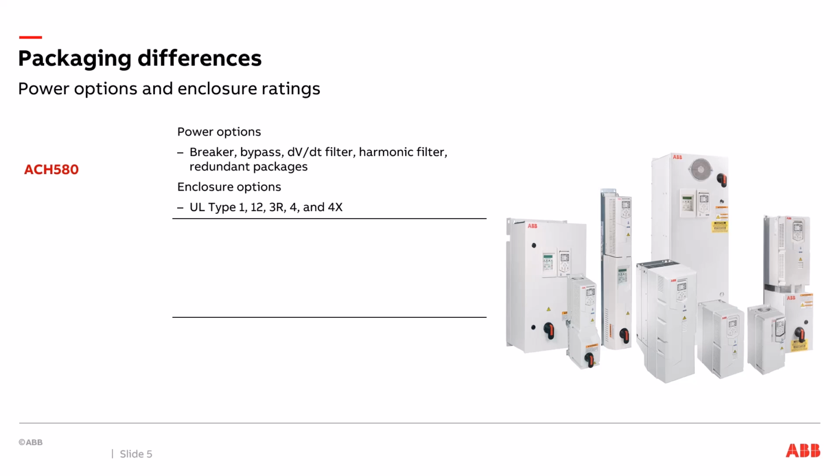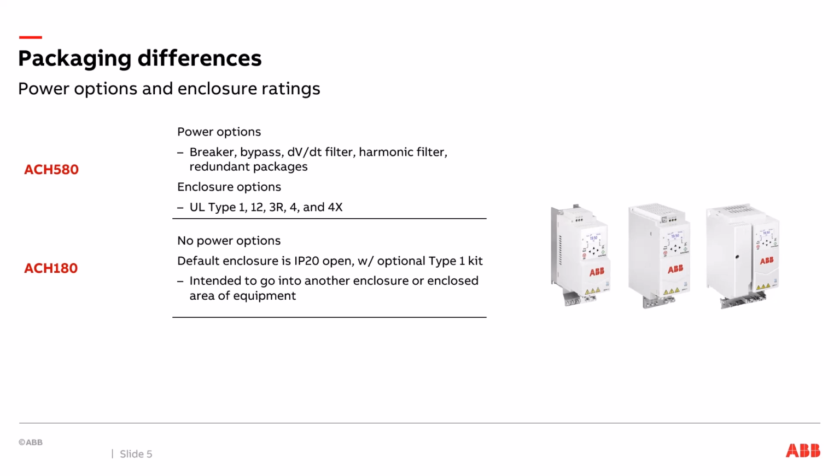Standard offering, those images on the right are just standard ABB product offerings right out of the price book. You can get these in a UL Type 1, Type 12, Type 3R, 4, or 4X enclosure. So a lot of options there based on where you're going to be mounting that drive.